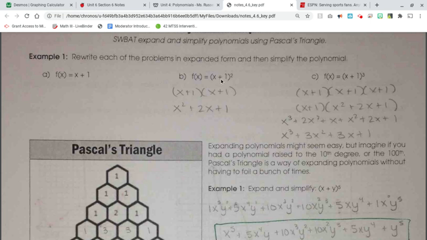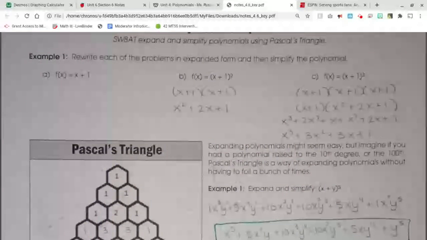B, when you see x plus 1 squared, that means you're writing x plus 1 twice. So the expanded form is x plus 1 times x plus 1. Then you're going to use the box method or FOIL to multiply. First is x times x, that gives you x squared. Outer is x times 1, that gives you 1x. Inner is 1 times x, that also gives you 1x. So you add those together to get 2x. Last is 1 times 1, which gives you 1. So that gives you x squared plus 2x plus 1 when it is simplified.